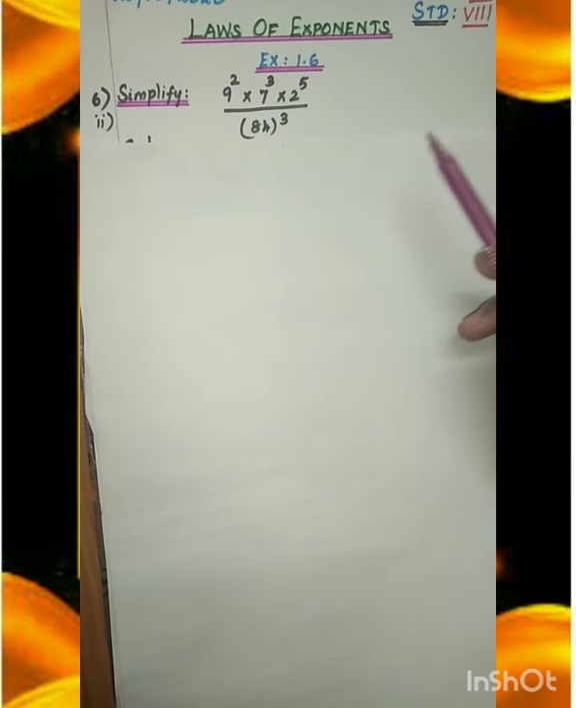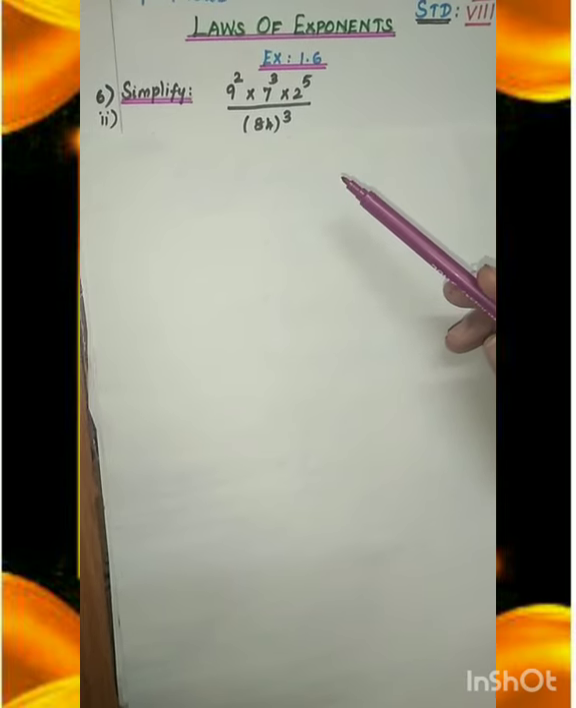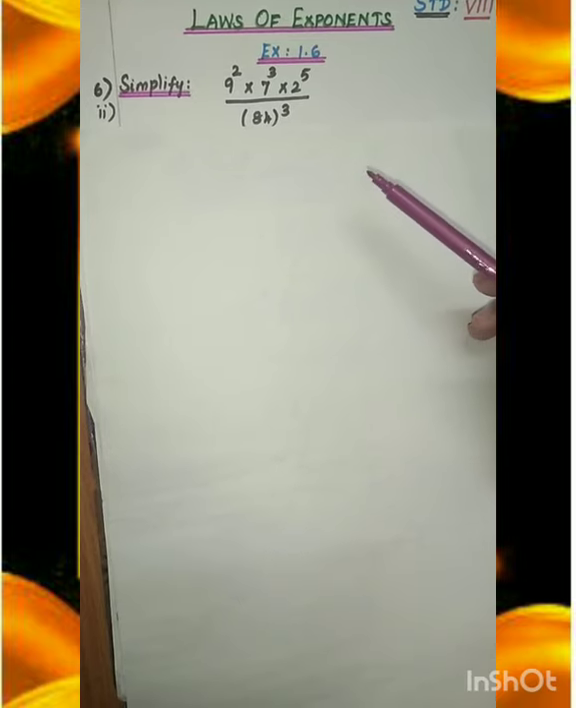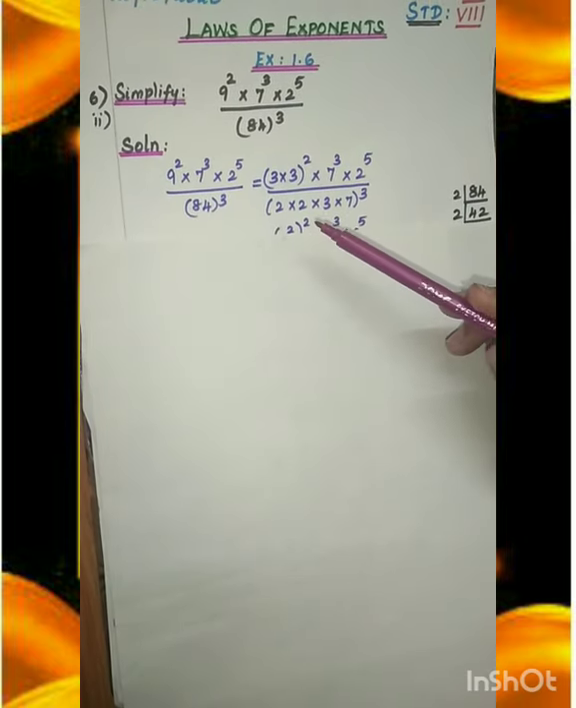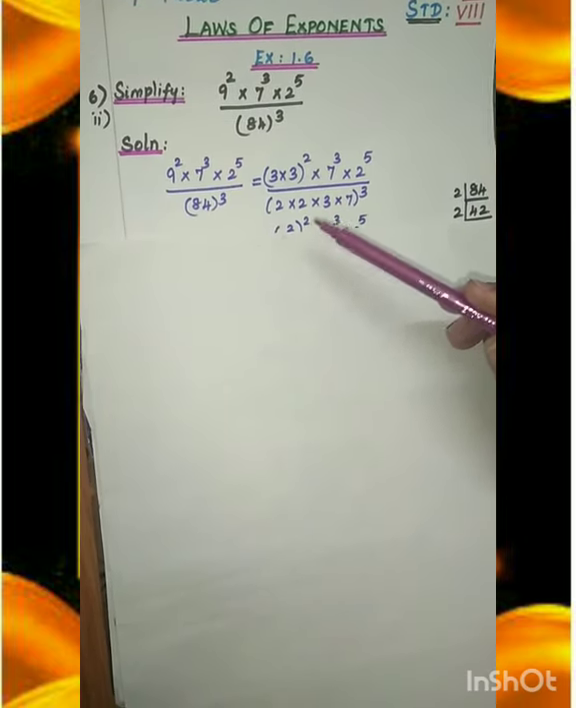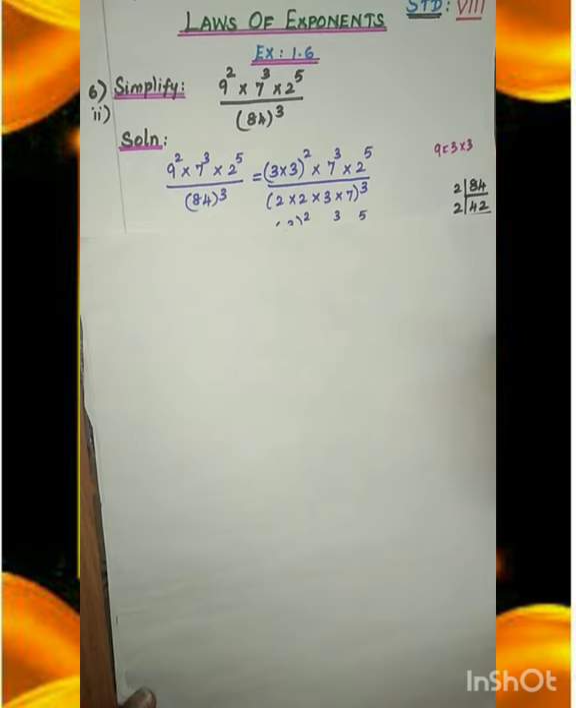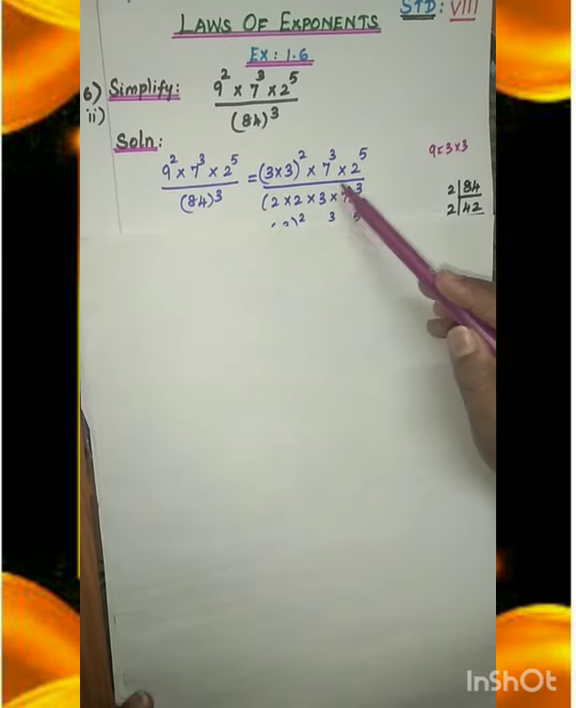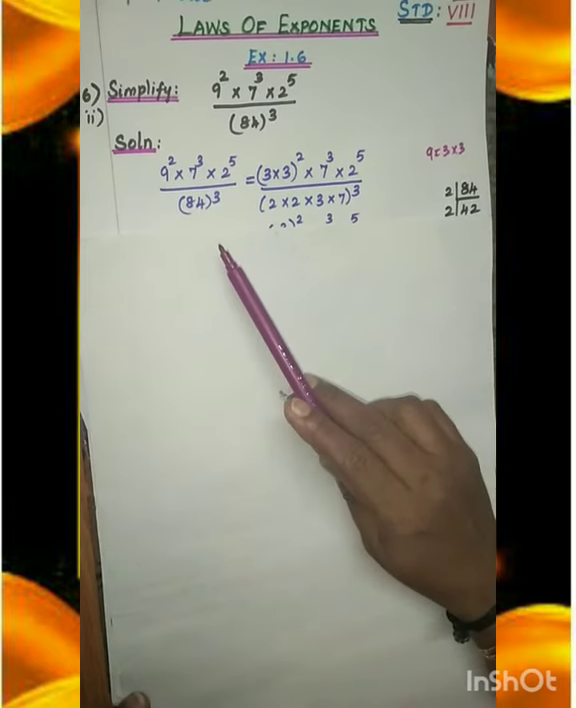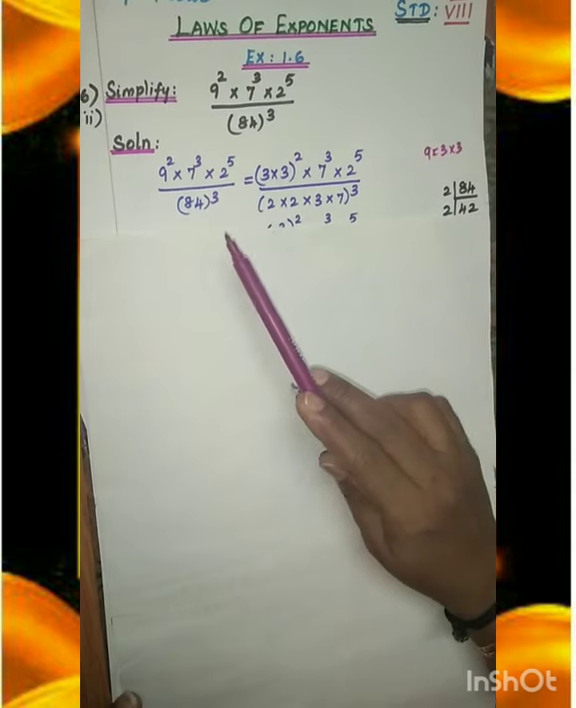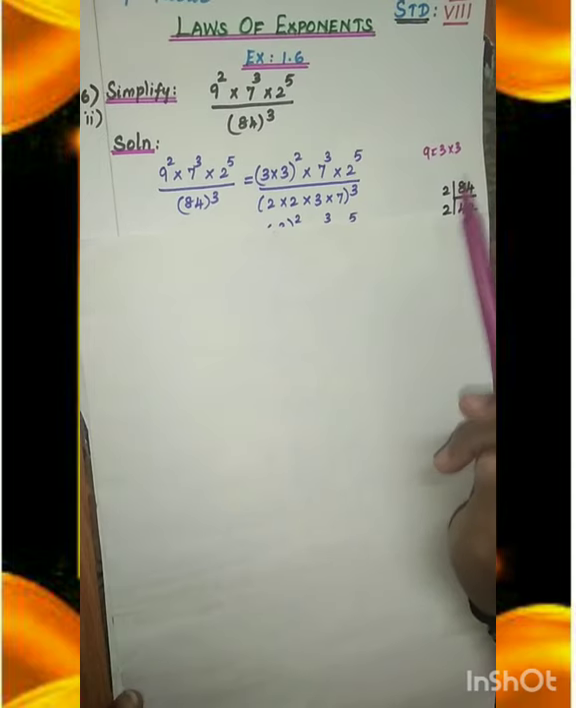Exponents. Exercise 1.6. Sixth problem, second subdivision. Simplify 9 square into 7 cube into 2 power 5 divided by 84 the whole cube. Solution. So 9 cube into 7 cube into 2 power 5 divided by 84 the whole power 3. This 9 can be written as 3 into 3. So we can write 3 into 3 the whole square into 7 cube into 2 power 5 divided by 84 the whole cube. Whenever we have expressions of this form, the first thing we do is to break this in terms of prime factors, and then we can simplify using the laws of exponents which we have learnt.